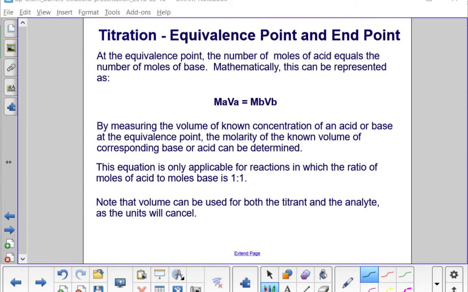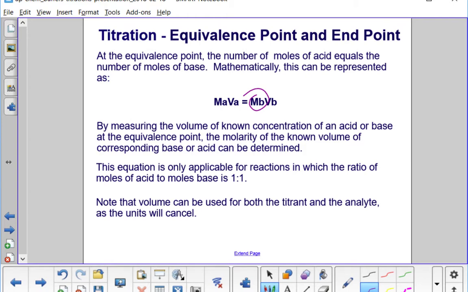At the equivalence point, the number of moles of acid equals the number of moles of base. Mathematically, we can represent this as the concentration of acid times the volume of acid equals the concentration of base times the volume of the base. So if we know the concentration of, say, the acid in the burette, and we measure the volume of the acid in the burette, and of course we measure the initial volume of the base in the beaker, we can find the molarity of the unknown base in my example, right?